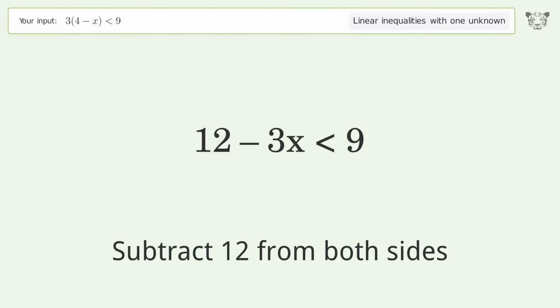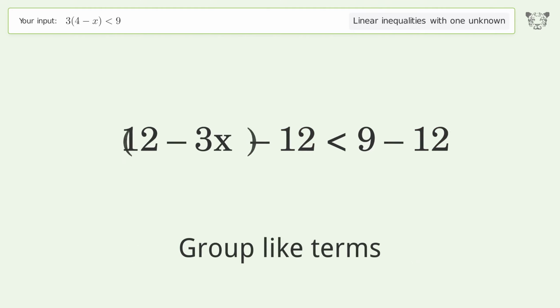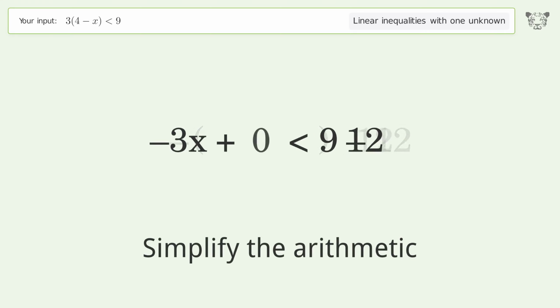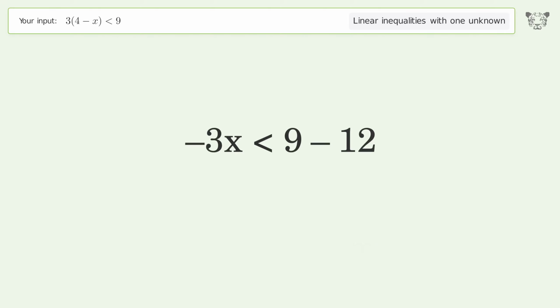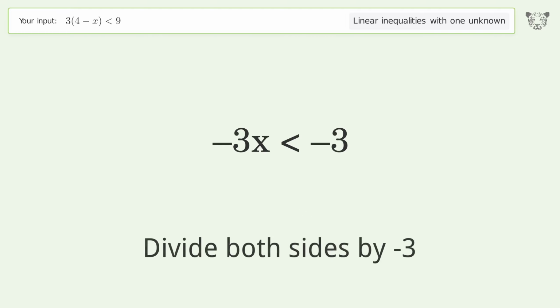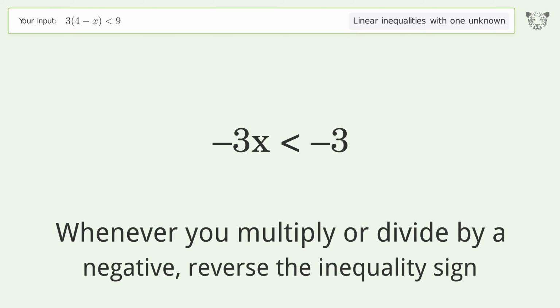Subtract 12 from both sides. Group like terms. Simplify the arithmetic. Isolate the x. Divide both sides by -3. Whenever you multiply or divide by a negative, reverse the inequality sign.